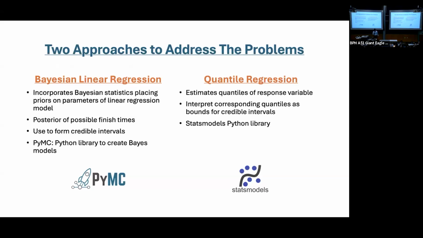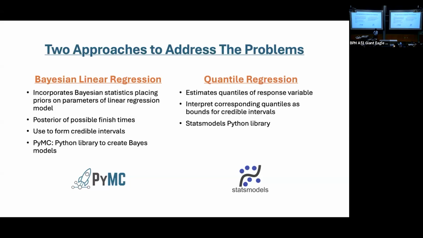Bayesian linear regression, in short, is a method that uses Bayesian statistics to place priors on the parameters of the linear regression model. And then in doing so, you can get a posterior distribution of possible finish times. And since it's a probability distribution, not only can you interpret the median as the point estimate, you can also use that probability distribution to place credible interval bounds to say how certain you are a runner is going to finish within this interval of time.